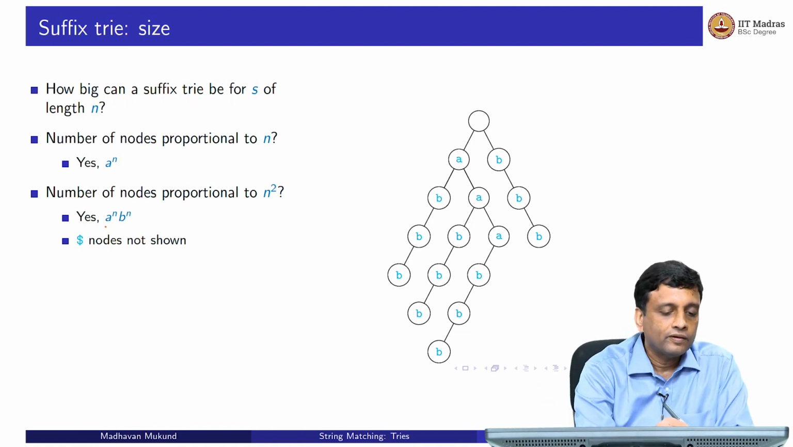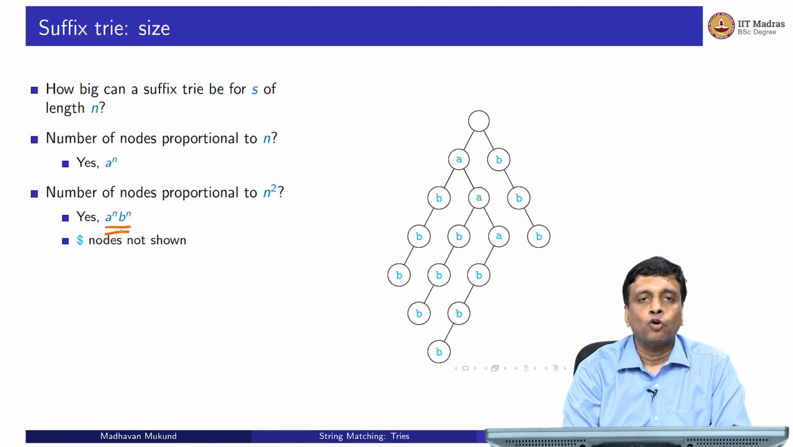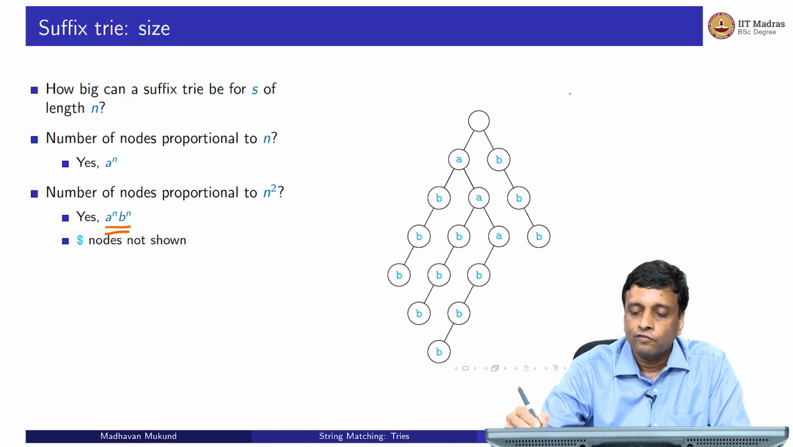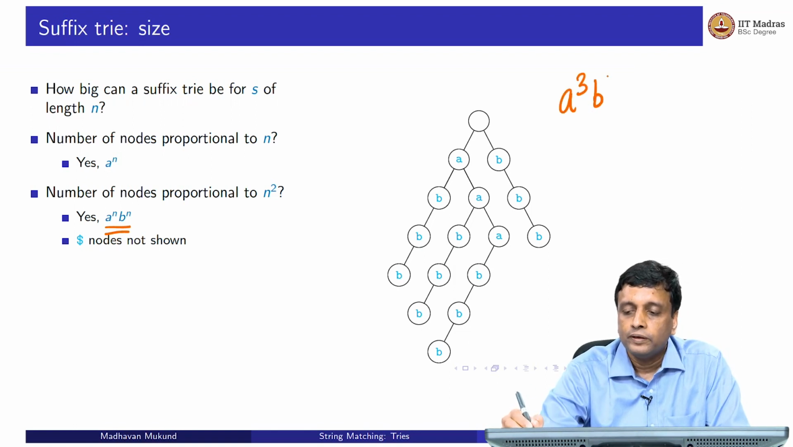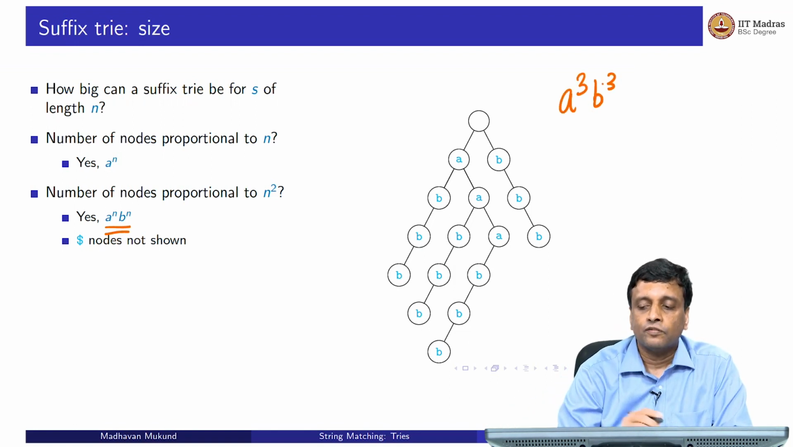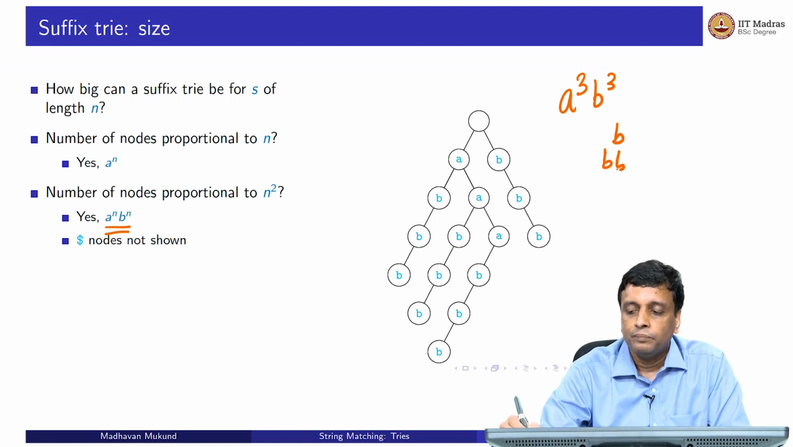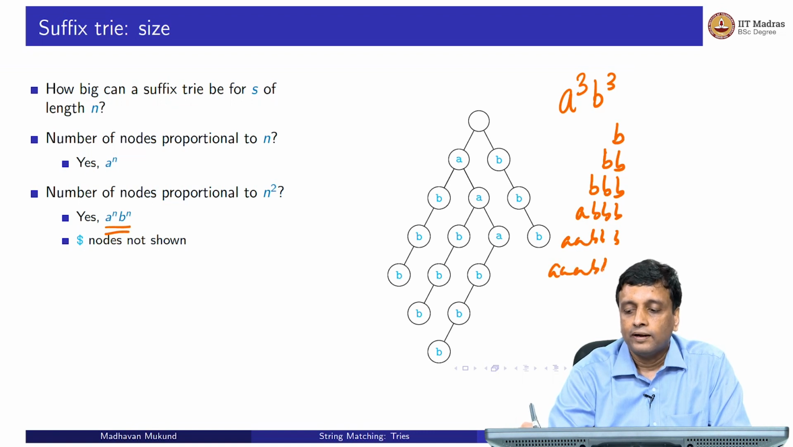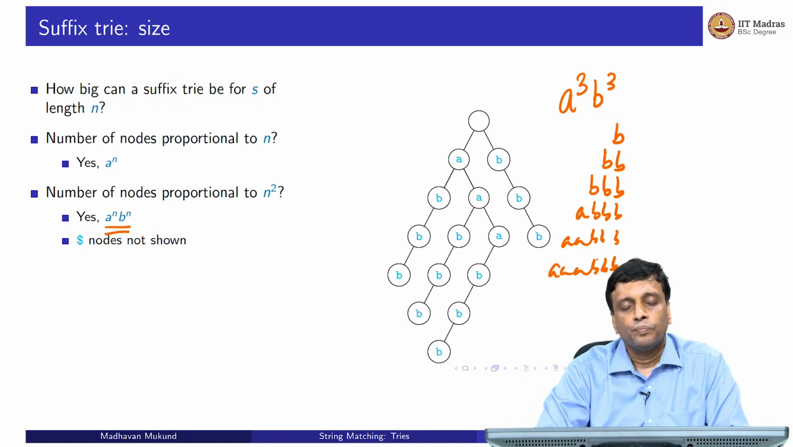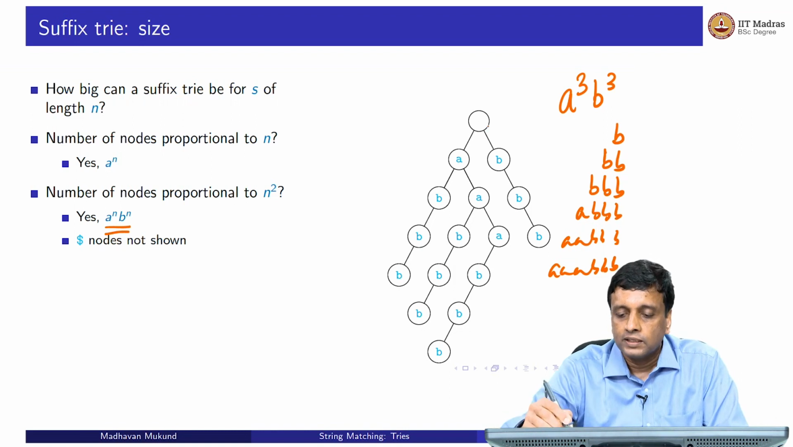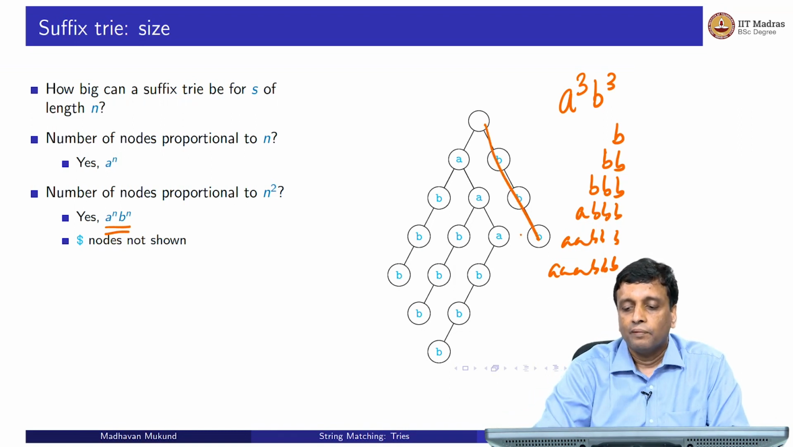So we have n a's followed by n b's. So here, for instance, is a cube, b cube. Now what are the suffixes of this? Well, we have the empty suffix, of course, but we have b, then we have bb, then we have bbb, then we have abbb, aabb, and aaabb. And now you will see that there are very few common prefixes. So here is the path for b, bb, and bbb.